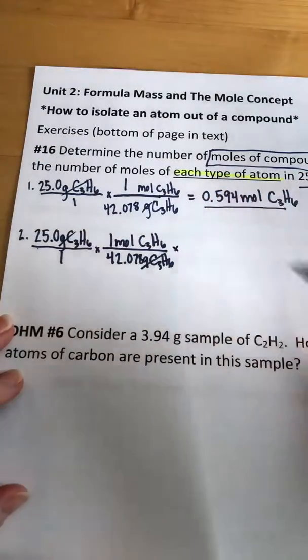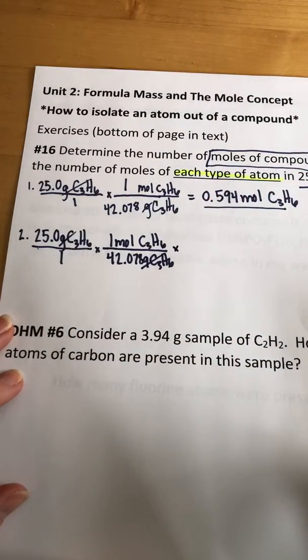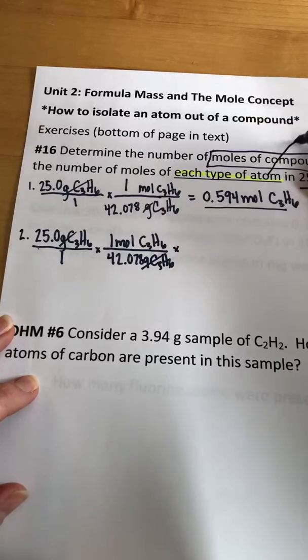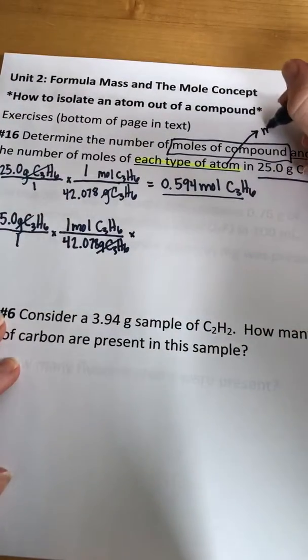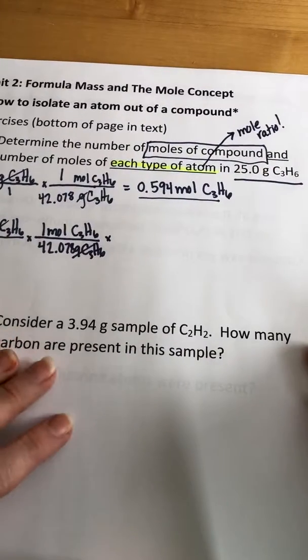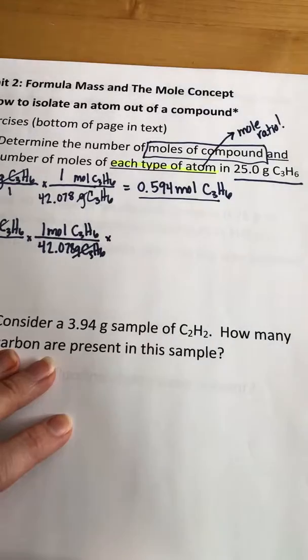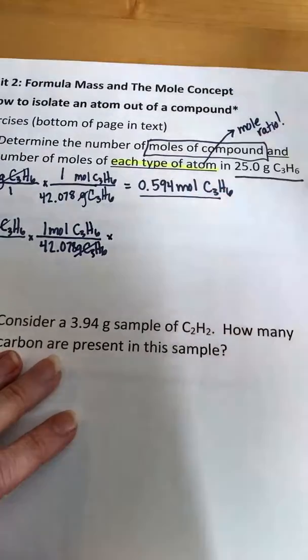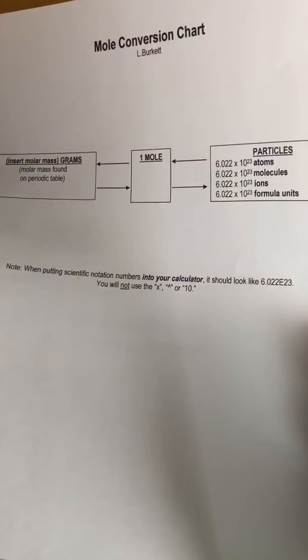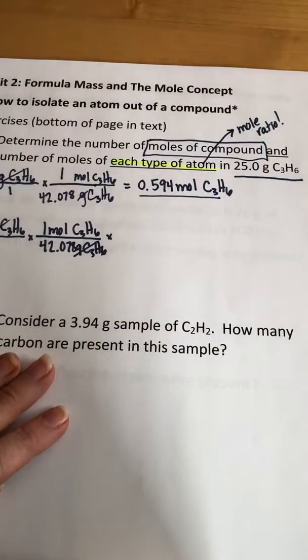So what we're going to introduce is a new step that's called the mole ratio. Every time you see a problem that asks you to isolate out an atom from a compound, that's a new conversion step that you have to add in to your problem. And it's called the mole ratio because it's just what it sounds like. It's a ratio of just moles. You will not find that on your mole conversion chart. This is just looking at the big picture. Whenever you're asked to isolate out atoms from a compound, this is a side conversion step that you're going to have to do.